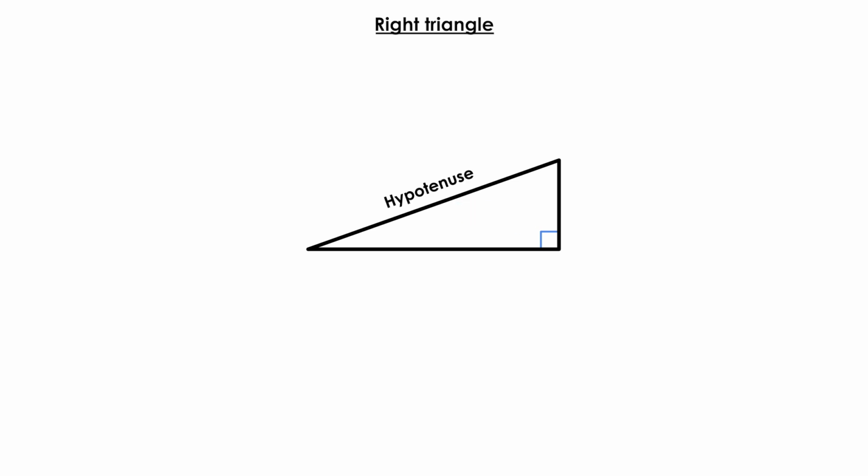Now, if we give one of its other two angles a name, say theta, then the other sides of the triangle get names too. The side that touches the angle is called the adjacent leg, and the side that does not touch the angle is called the opposite leg.